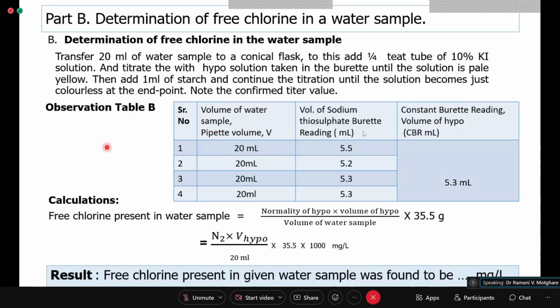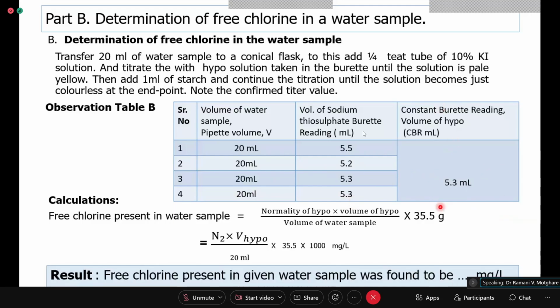What is the constant titer value? You have the volume of water. In the observation table, the pipette volume of the water sample taken is 20 ml every time. First you took 20 ml, added these things and titrated with hypo. You added starch and the final reading was 5.5 ml. The second reading was 5.2, the third reading was 5.3, and the fourth time you performed the titration, it is 5.3 ml. So you write the constant burette reading 5.3 ml in the CBR column.